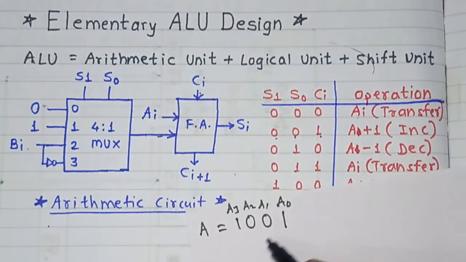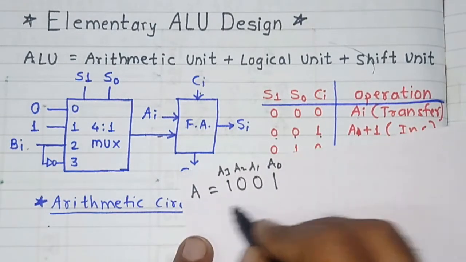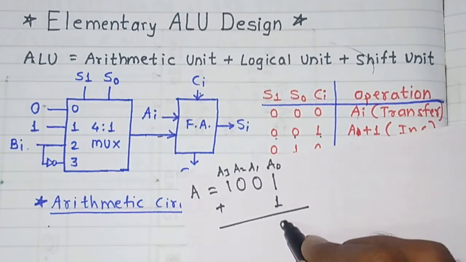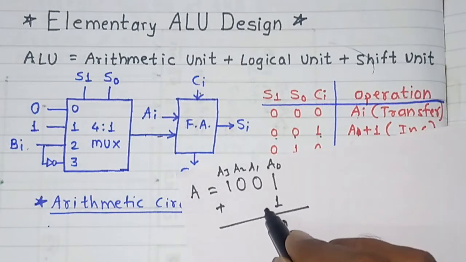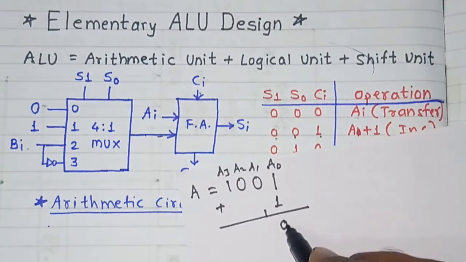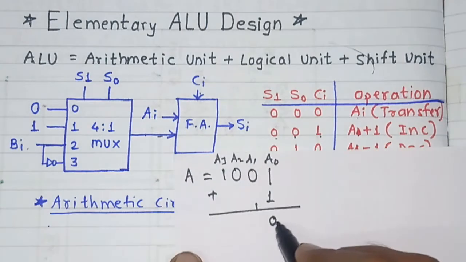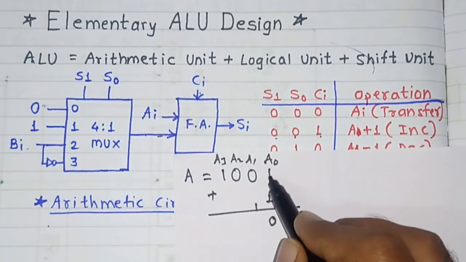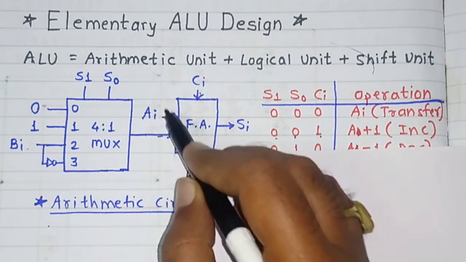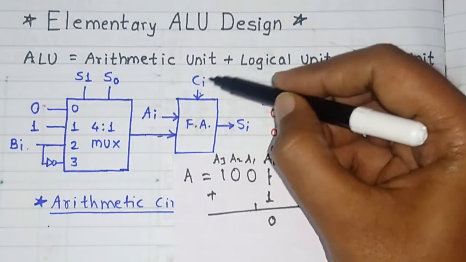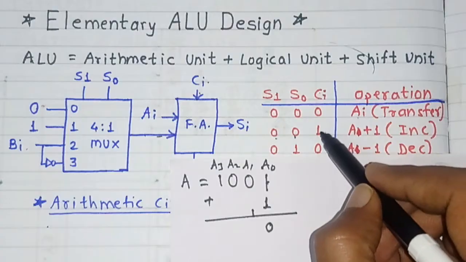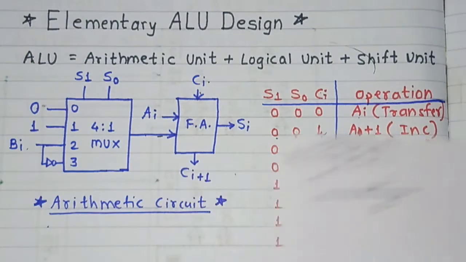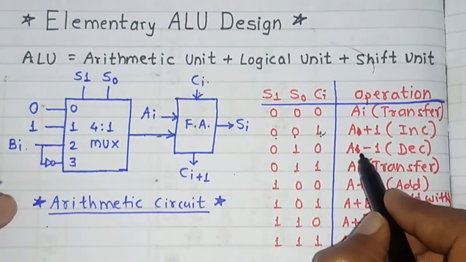To increment this value we need to add 1 to it. So 1 plus 1 is 2, and 2 in binary is 01. So this 1 is the carry out, and this 0 is S0. Here A is equal to 1, which we put at the AI place, and this other 1 is coming from CI. That's why CI is equal to 1. That means we are performing A plus 1, the increment operation. Now the next thing is the decrement operation.